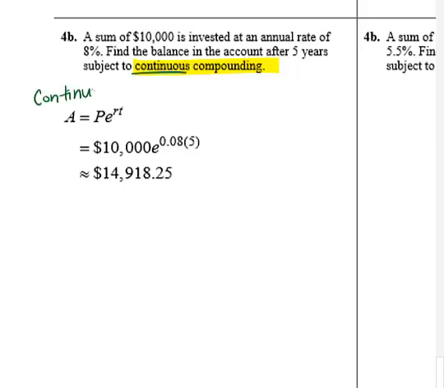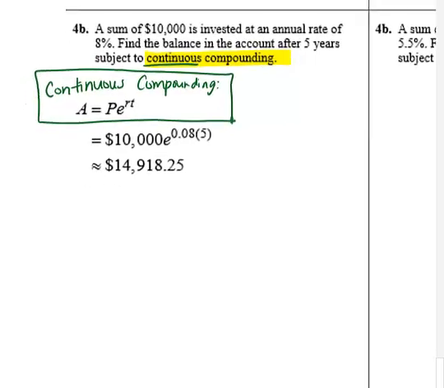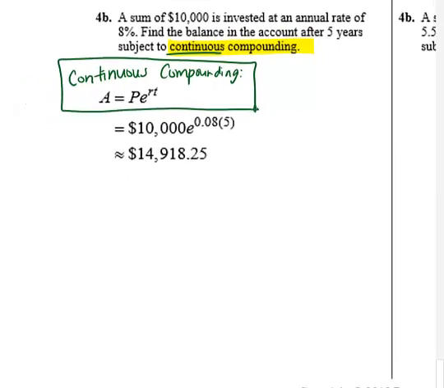Continuous compounding. I always remember this one because there was a shampoo called Pert Plus. It smelled pretty good actually. But anyway, A equals Pert, where the RT is an exponent. So P and R and T stand for the same thing, and so does A, but e is still the number, 2.7182818, on and on.